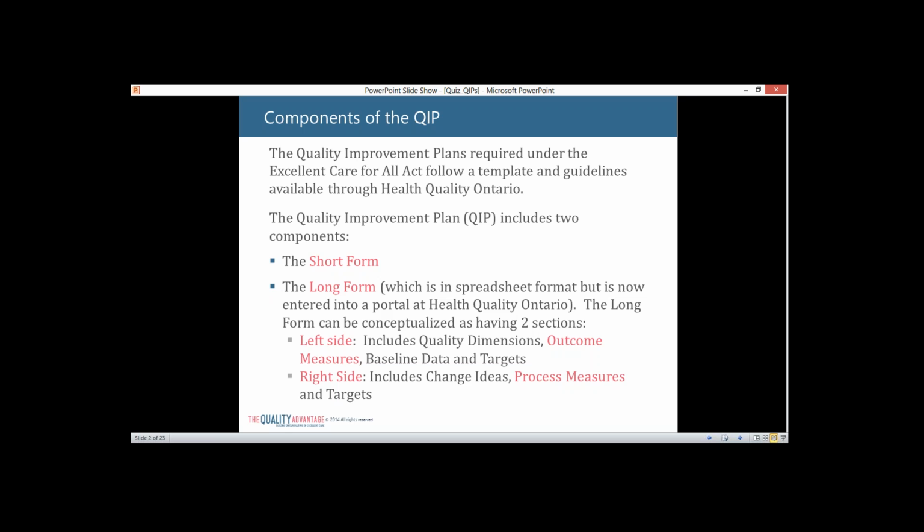The long form can actually be conceptualized as having two sections. On the left side, including quality dimensions, outcome measures, baseline data, and targets. So it's very outcome focused. And the right side includes the change ideas, process measures, and targets, which is more action plan oriented. We're going to walk through both forms and discuss the content that's expected in each form, including a discussion about the difference between various types of indicators.